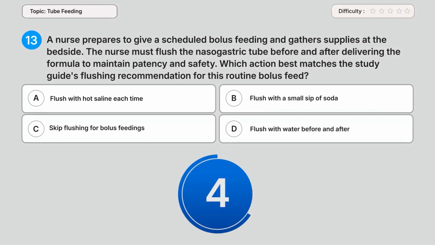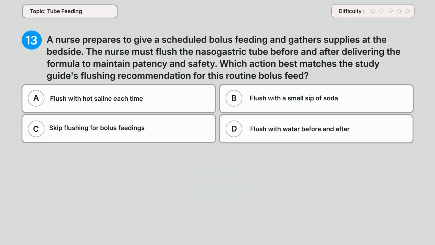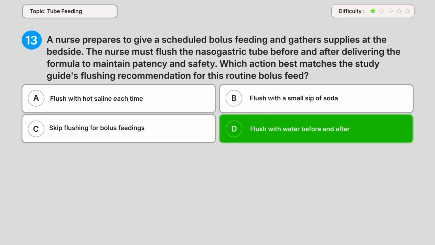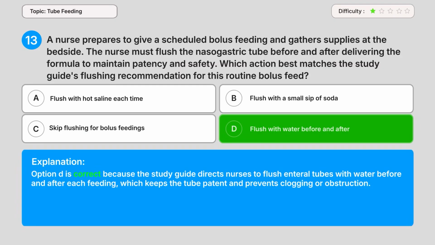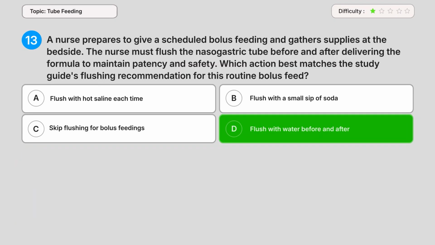What do you think is the answer? Correct answer. D. Flush with water before and after. Option D is correct, because the study guide directs nurses to flush enteral tubes with water before and after each feeding, which keeps the tube patent and prevents clogging or obstruction.